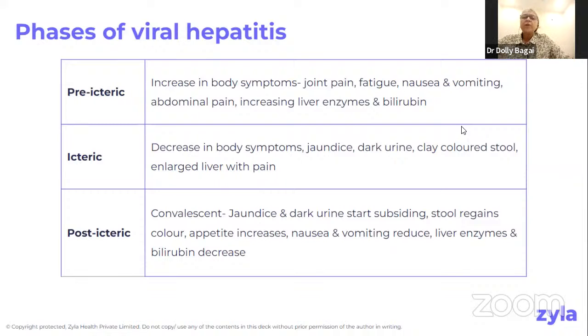After 2 weeks, the post-icteric, meaning the post-jaundice convalescence phase sets in. Jaundice and dark urine start subsiding. Now you are descending the curve. Jaundice starts decreasing. Dark urine starts decreasing. Stool starts regaining color. Appetite starts increasing. Nausea, vomiting start reducing. Liver enzymes start settling down. Bilirubin starts to decrease, and everyone is happy. And this is a phase which lasts for another 2 weeks. That means the worst is over, the storm is over, and now the liver is on the way to recovery.